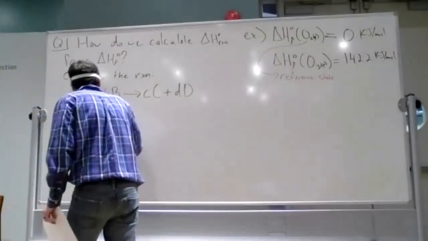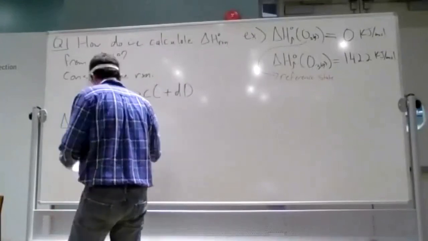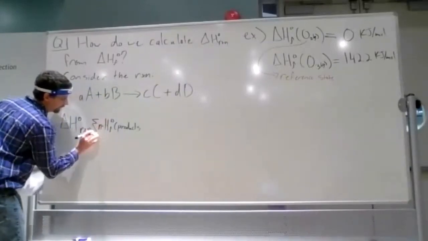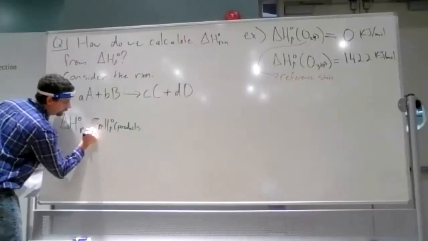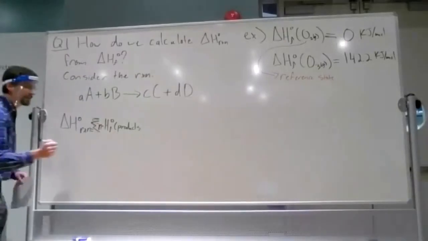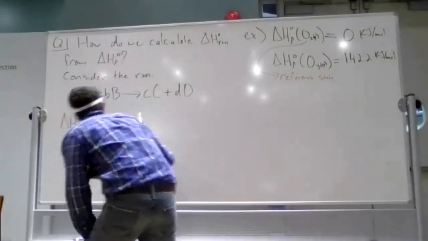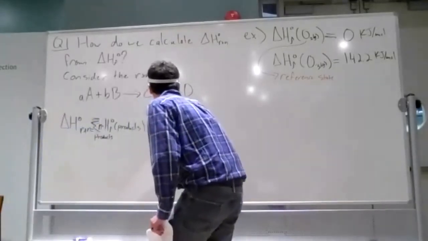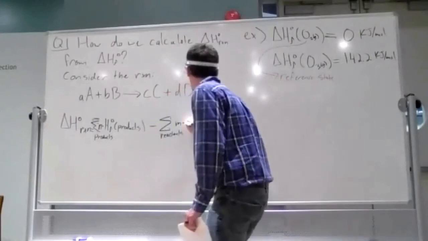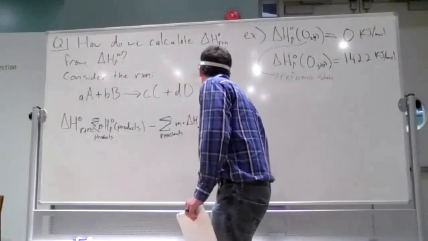ΔH_f° of products. Probably should have put a summation there, sorry. That was terrible. I feel like the only thing I write that looks like what it should are those epsilons. That's a terrible epsilon, but we're going to go with it. Products minus reactants, where m and n are those stoichiometric coefficients.